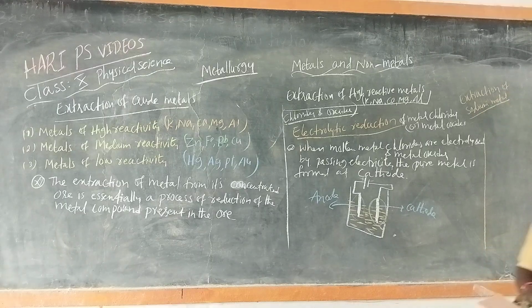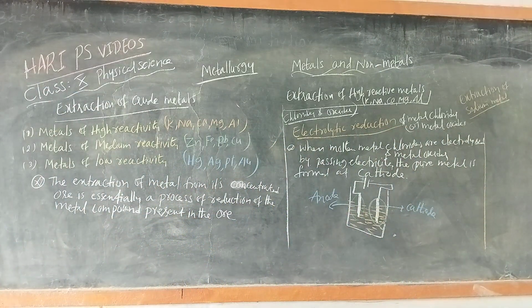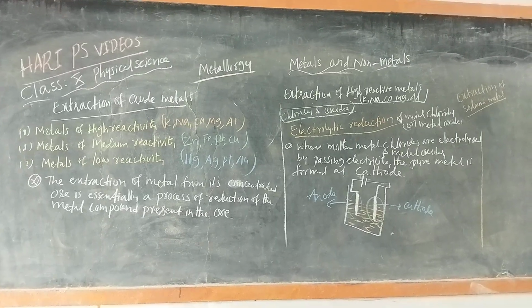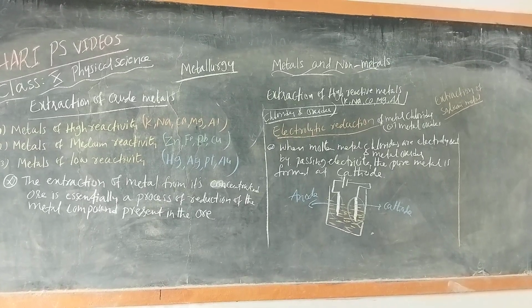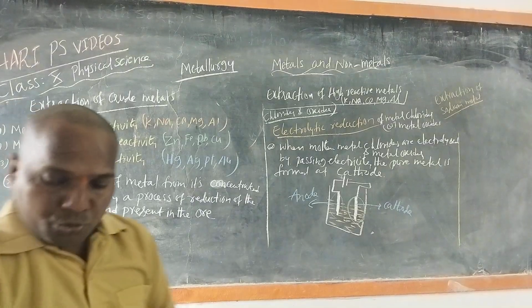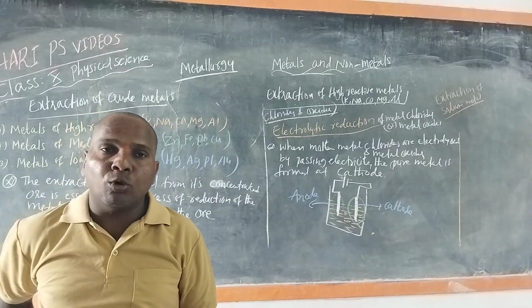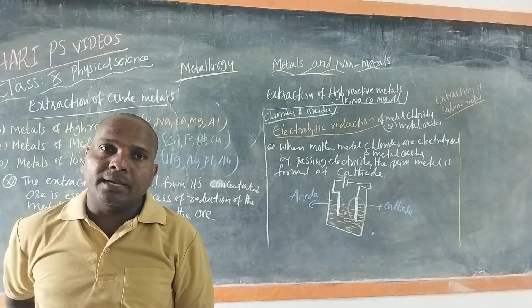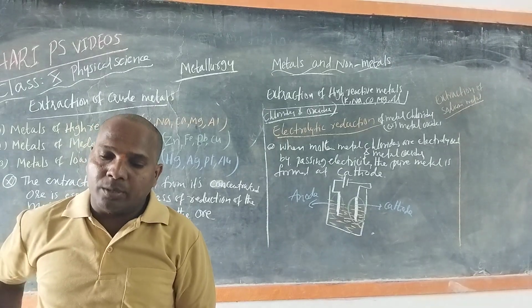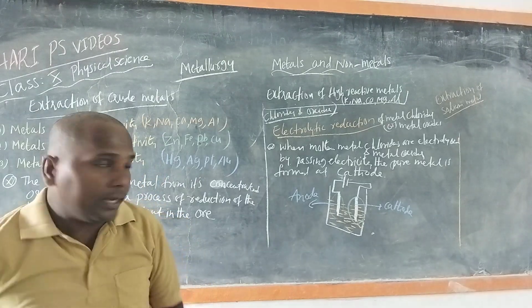So generally sodium chloride, common salt or rock salt, is the ore for extraction of sodium. How is the sodium extracted? Sodium metal is extracted by the electrolytic reaction, or the electrolysis, of molten sodium chloride. When the electric current is passed through molten sodium chloride, it decomposes and forms sodium metal and chlorine gas.